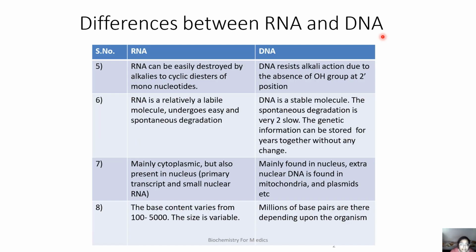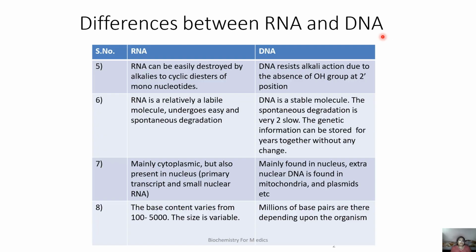RNA can be easily destroyed by alkalis to cyclic diesters of mononucleotides. DNA resists alkali action due to the absence of the OH group at the 2' position. RNA is a relatively labile molecule, undergoes easy and spontaneous degradation. DNA is a stable molecule. Spontaneous degradation is very slow. Genetic information can be stored for years together without any change.